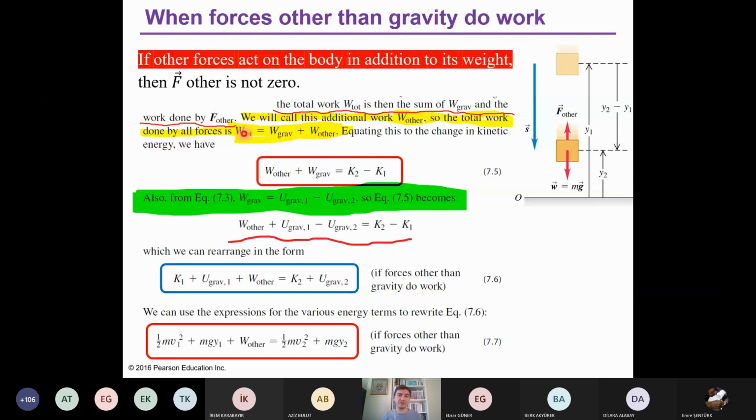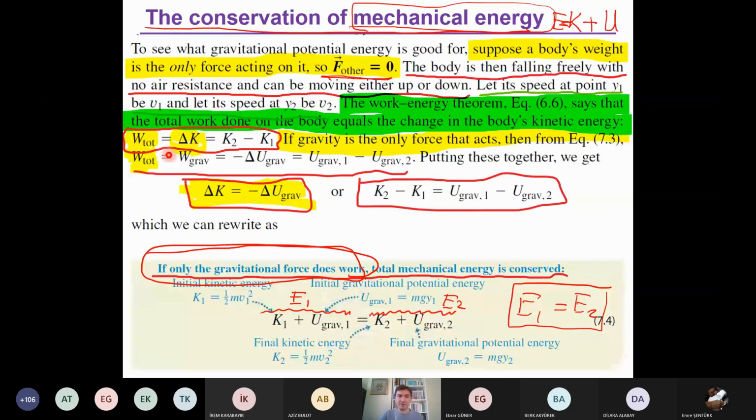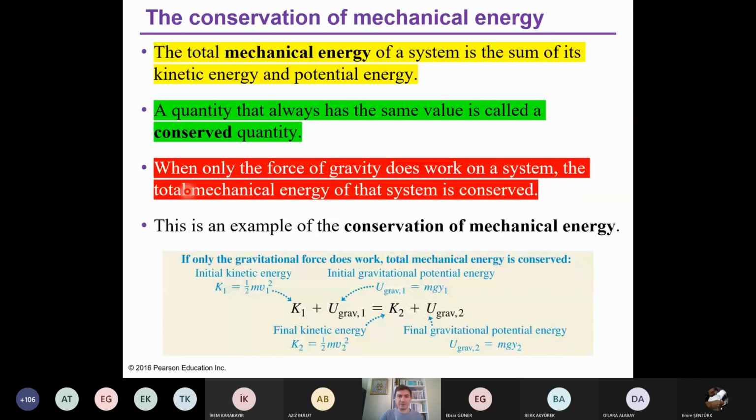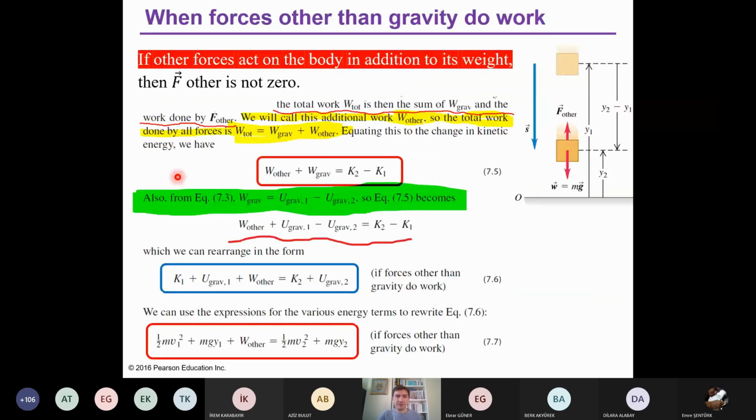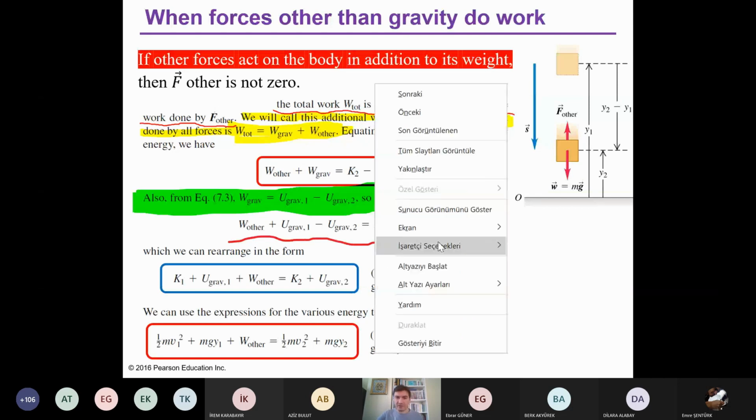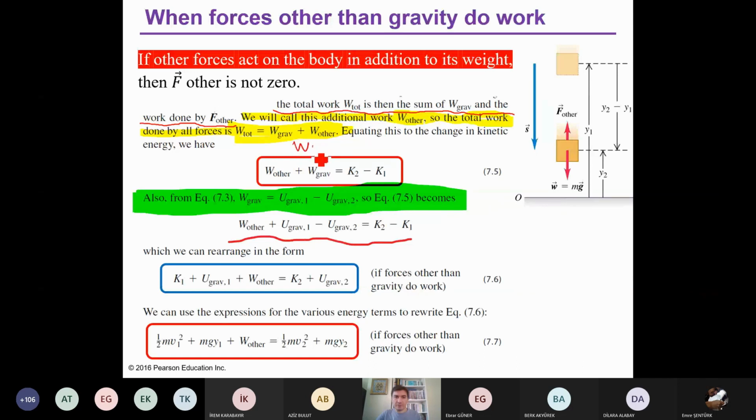mechanical energy calculations, okay? So now from the work energy theorem, we know that W total is equal to delta K. Total work done on the object is equal to delta K. So now let's go back here. The total work is given with W gravitational and the work done by other forces. And it is equal to delta K. Let me write it here. W total, work done on the box or particle is given with delta K.